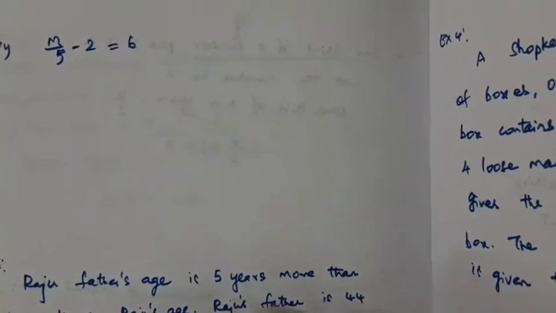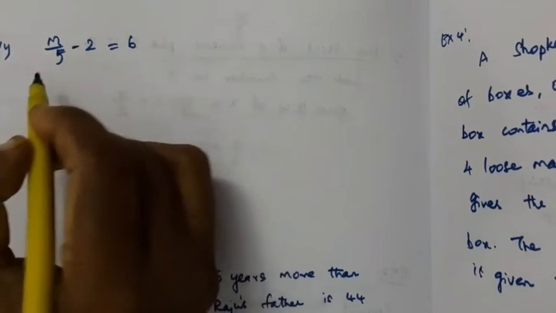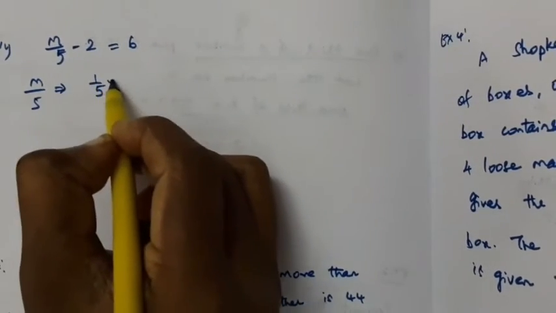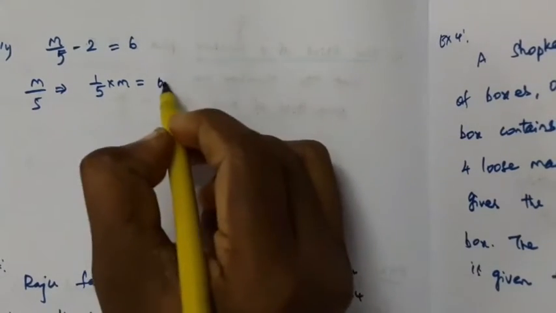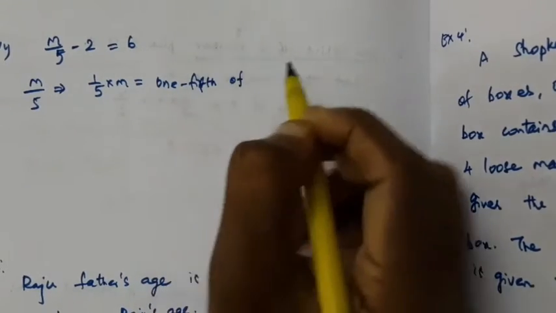Now you see here is m by 5. Okay, how do you represent m by 5 first? m by 5 is 1 by 5 multiplied by m. That is m by 5, which is 1/5 of m.